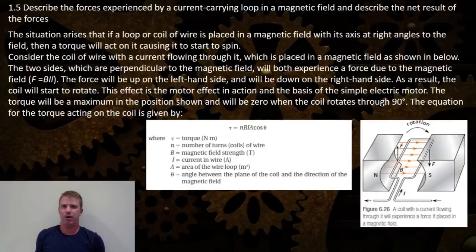Okay, 1.5. Describe the forces experienced by a current carrying loop in a magnetic field and describe the net result of the forces. So what this is demonstrating is what happens in a motor, and we're going to demonstrate this by looking at the diagram on the right hand side next to the equation. So let's look at this, and you need to know a few things about this diagram here.